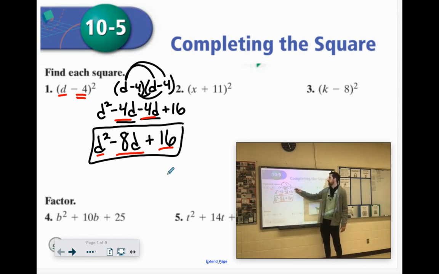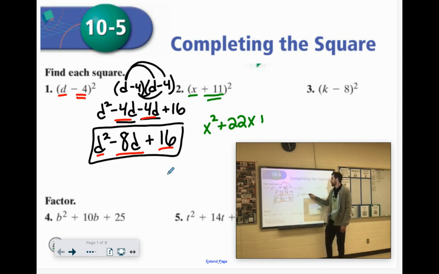Square the first term, x times x is x squared. You multiply them together and then multiply by 2. X times 11 is 11x, times 2 is 22x. And then you square the last term. 11 times 11 is 121.